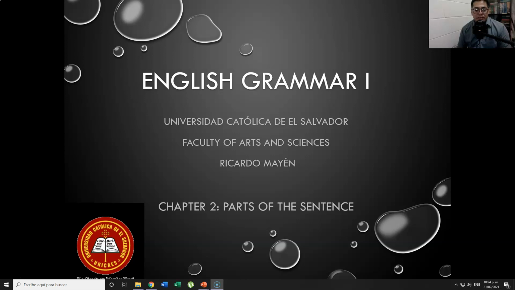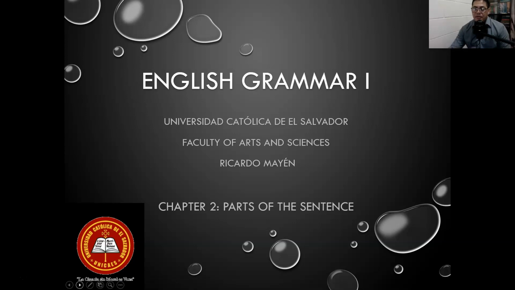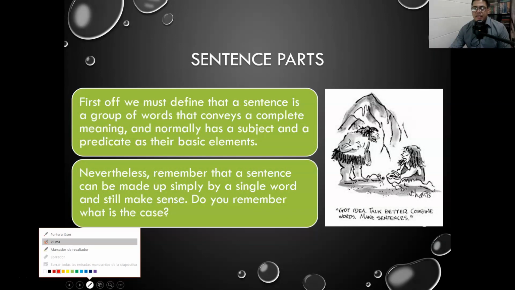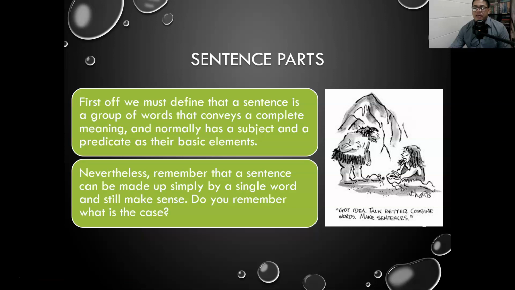So in this chapter, what we are going to be talking about is how these different words are connected and how we can figure out the meaning of a sentence and the different elements that comprise them, right? So for starters, the first thing we need to do is to define what a sentence is, right? So we'll say that a sentence is a group of words, right?